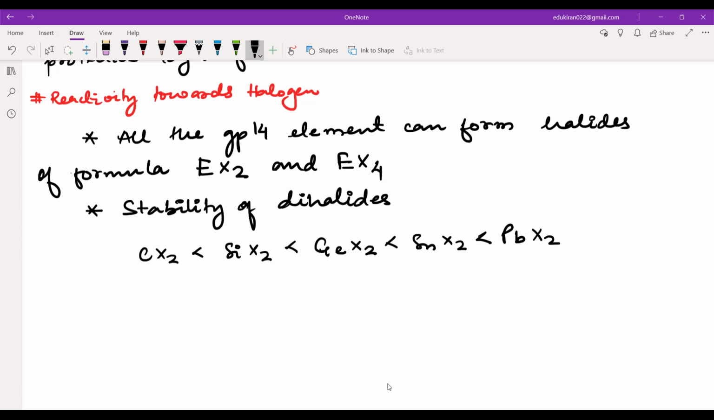Why is this happening? Because as we go lower down the group, the inert pair effect is very high, and we have a considerable change in the oxidation state. So lower oxidation states are stable as we go down the group. You can see stability of dihalide increases as we go down the group.